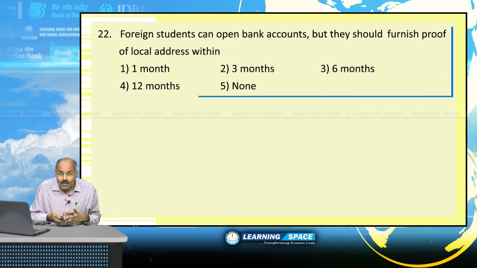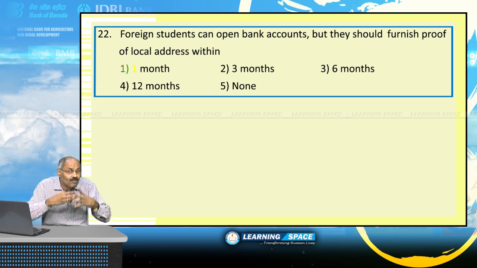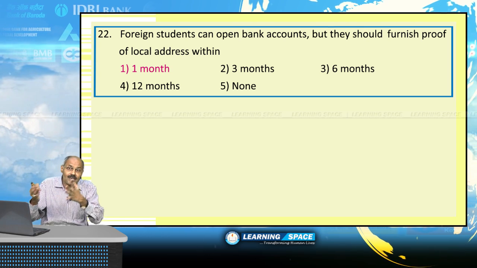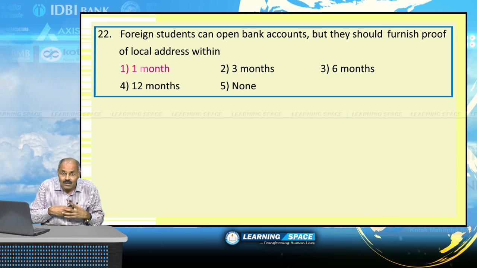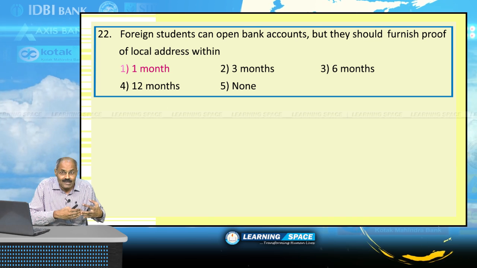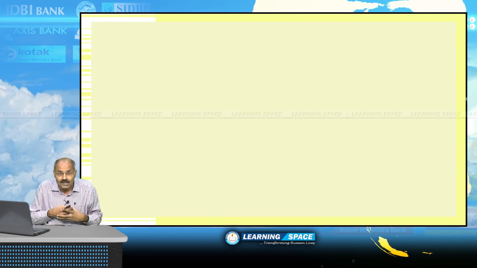Foreign students can open bank accounts, but they should furnish proof of local address within 1 month as per RBI instructions. Foreign students who are coming to India for educational purposes should be allowed to open bank accounts, but they should furnish proof of local address within 1 month. The answer here is 1 month. Look at the next question.